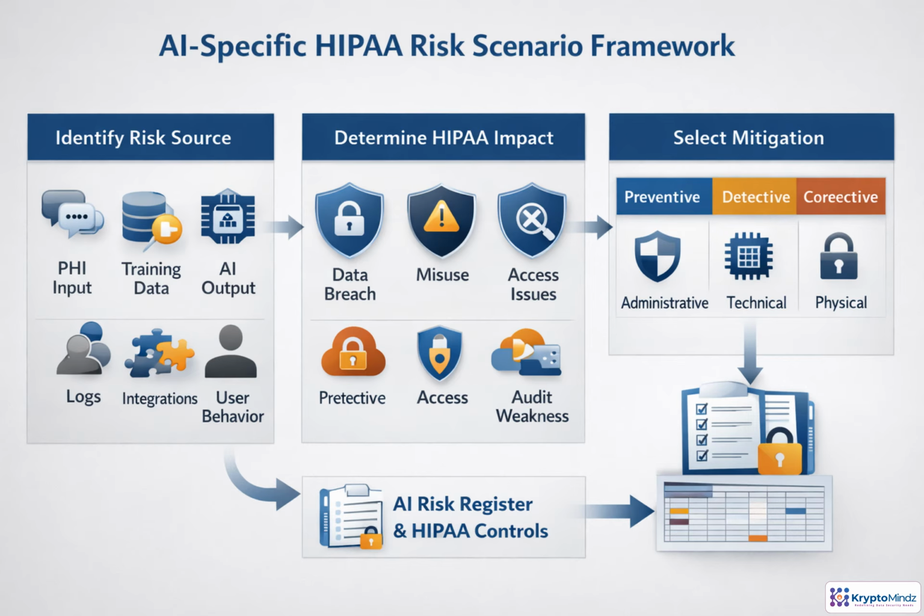AI risk becomes manageable when it is framed as a scenario, not a vague concern. Start with the source, a prompt, training dataset, model response, log, integration, or user action. Then connect it to a HIPAA impact, such as disclosure, misuse, access failure, or weak auditability. From there, choose controls that prevent, detect, or correct the issue, and preserve the evidence in the risk register and control matrix. That trail makes mitigation defensible and auditable.